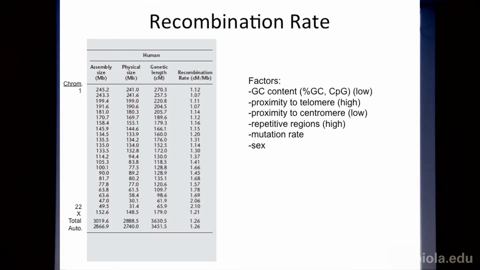Repetitive regions. Repetitive regions mean that there's more homology, right? If you've got lots and lots of repeats, then those repeats find each other more often when the two homologous chromosomes line up. And so repetitive regions tend to increase your recombination rate. There'll be more recombination events there.